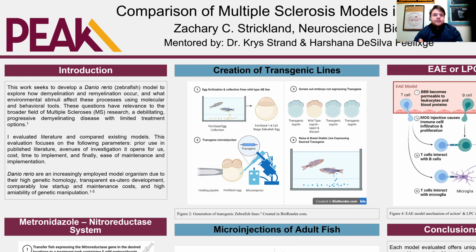So once we've done a bunch of these injections, we'll screen out embryos that are not expressing the transgene. Our transgenic construct will be labeled with a fluorescent probe that we can see visually. So we'll basically look for the colored eggs, and if the eggs are colored in the way we're expecting them, we'll keep them, and if they're not, we'll discard them. And then we'll raise the colored eggs up to adults and then breed a stable line. And then we can do experiments on those fish or those larvae.